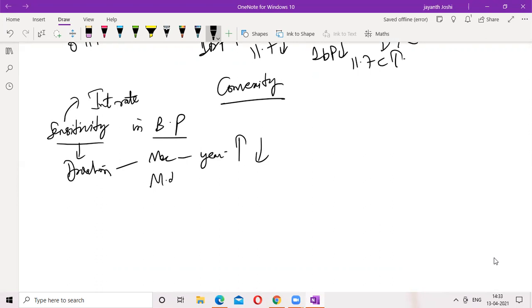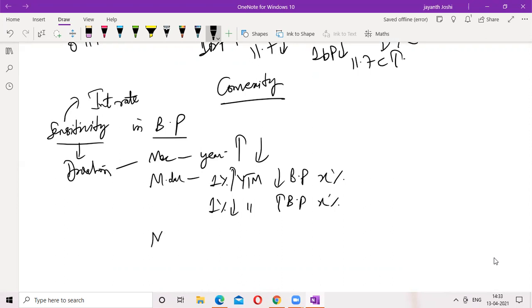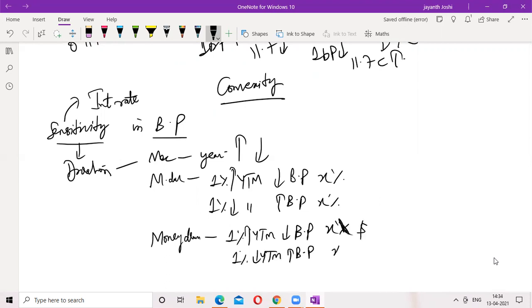Then we had a modified duration which said 1% change in YTM, okay, that means 1% increment in YTM will decrease your bond price by some X percent, and 1% decrease in YTM will increase your bond price with some X percent. That's what we studied. Third was money duration. I'm giving a small revision of this. It says 1% change in your YTM will decrease your bond price with some X dollars, and 1% decrease in YTM will increase your bond price with some X dollars.